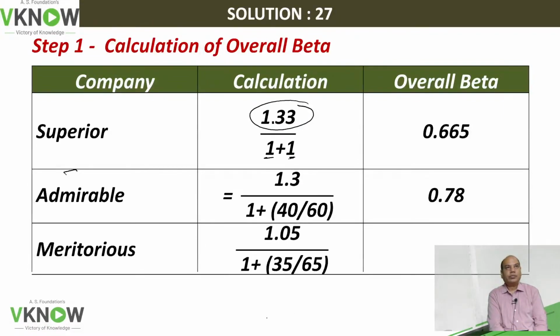Okay, next. Meritorious: 1.05 divided by 1 plus in bracket 35 debt, 65 equity. Debt equity ratio 35 by 65.